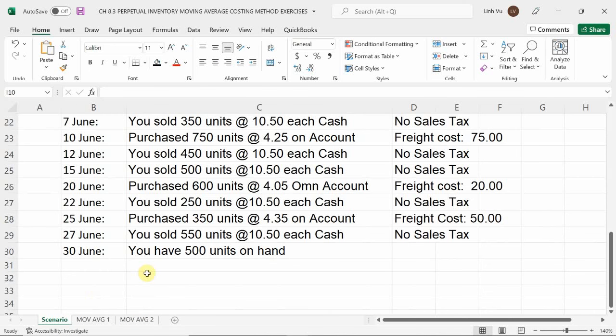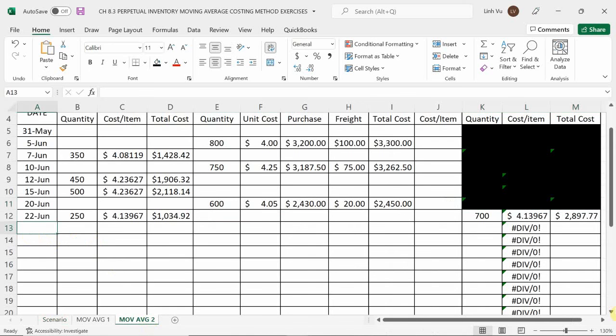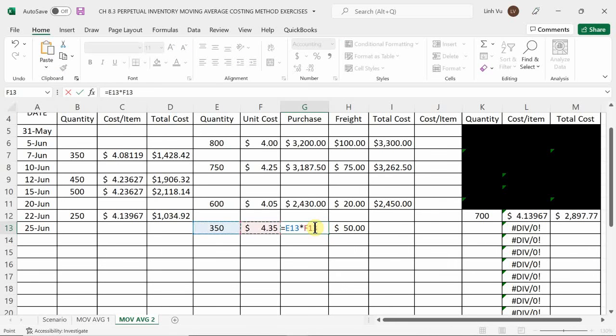So then on June 25th, you purchased 350 units at $4.35 each with a freight of 50. Okay. So it is June 25th. We purchased 350 units at $4.35 each with a freight of 50. Okay. 1522.50 and 1572.50.